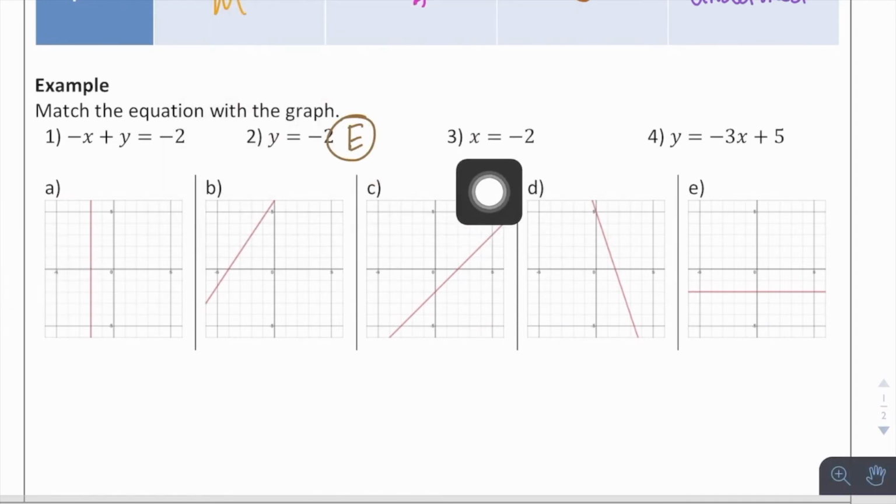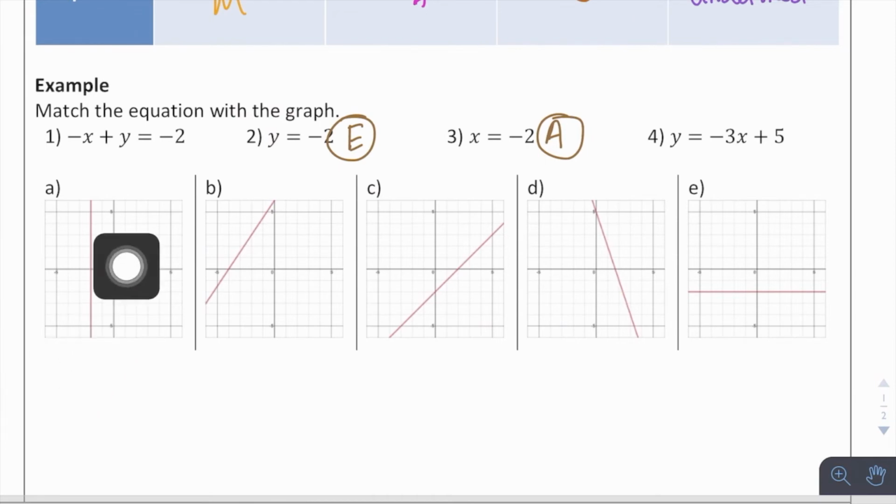Next, I have a vertical line here. All right, vertical line matches up with this one. I don't see any others, but I'll double check anyways. Vertical line at -2. So now I would look at the remaining equations and then just try to figure out the characteristics of those.